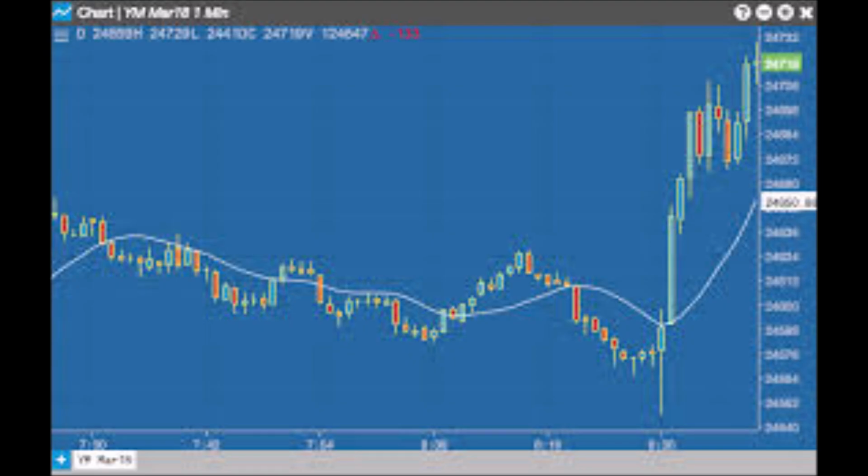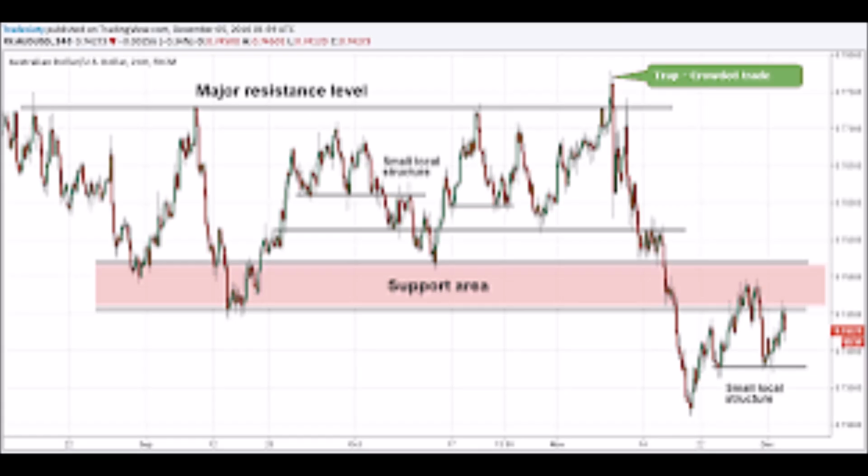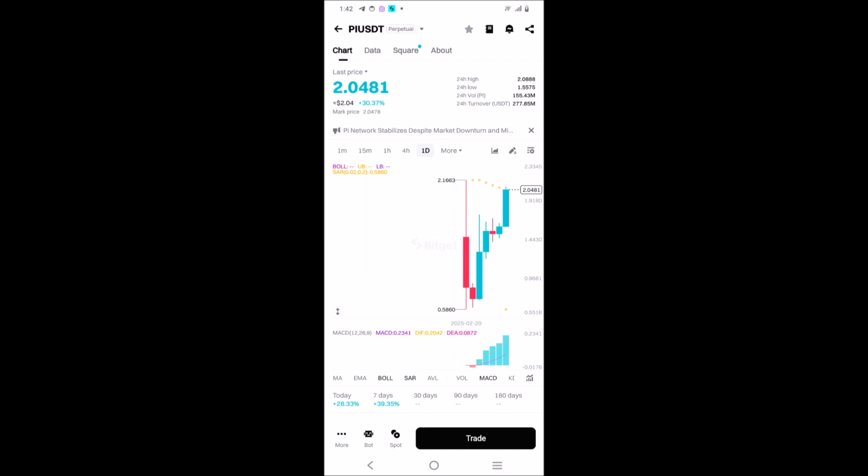The first component of technical analysis is the price charts. Price charts are the foundation of technical analysis, helping traders visualize market trends and price movements. Common types of price charts include line charts. Line charts are simplified charts that connect closing prices over time. It is ideal for spotting general trends.